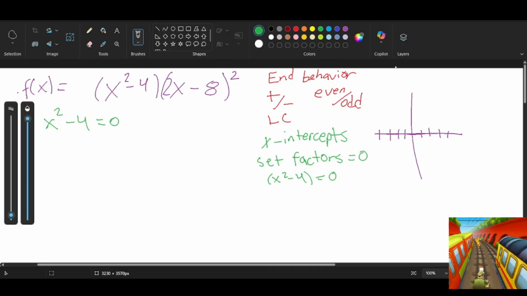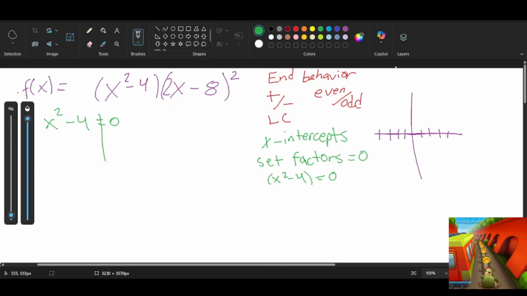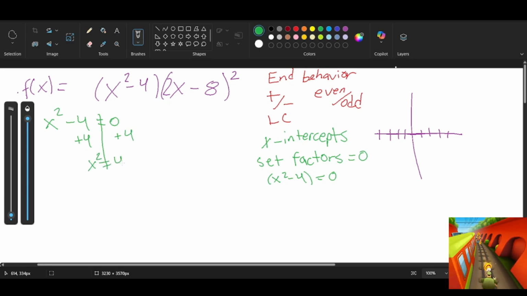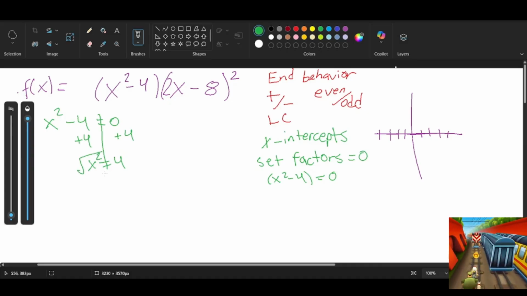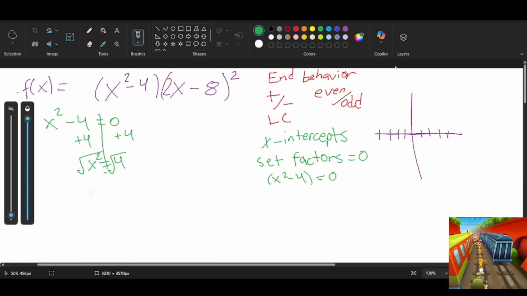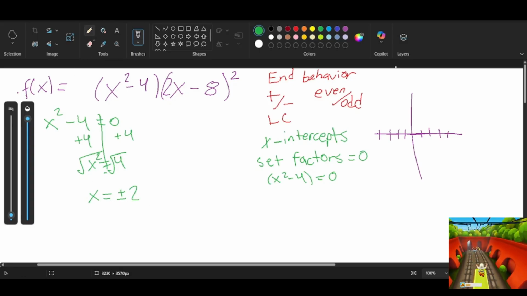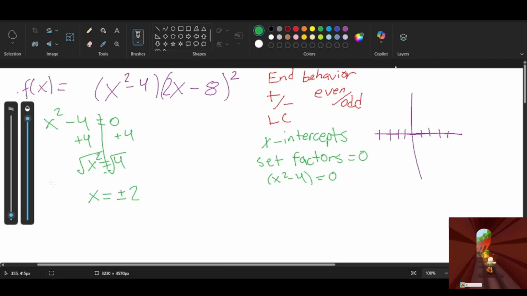in order to find what x is, I gotta get x by itself, right? I add 4 on both sides. I get x squared equals 4. In order to get x squared down to just x, I have to take the square root. I get x equals positive or negative 2. That positive or negative sign is going to show up every time we take a square root.